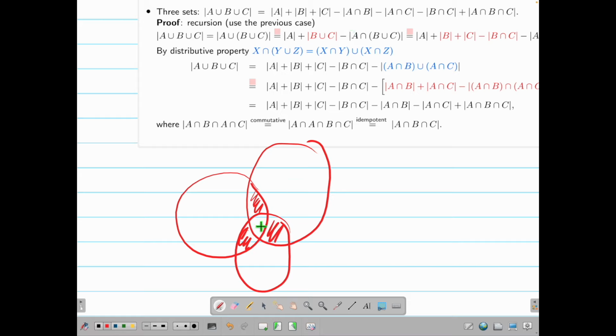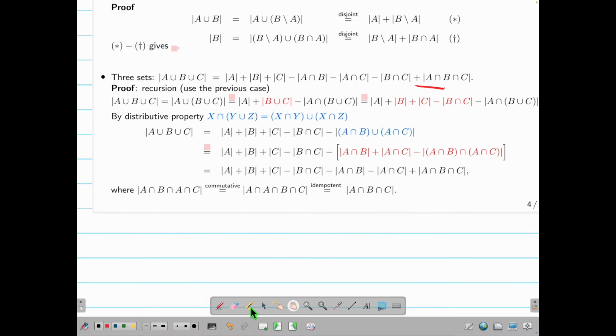What about this part, okay, this part? This grid part, I have double counted them for AB, but I also double count them for AC. I also double count them for BC, but I also triple count in ABC. So in the end, you need to add them back. This is the first thing you need to know.